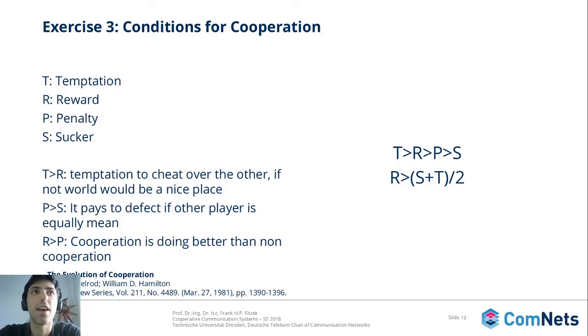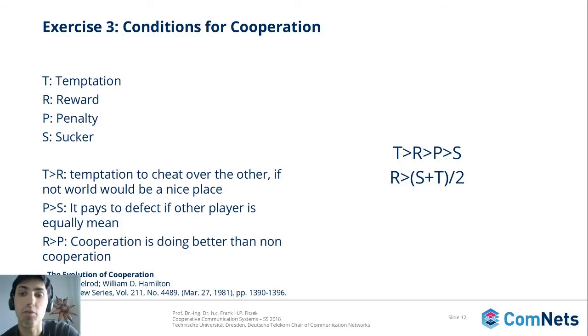It's like, okay, if you don't talk, if you don't betray your partner, you will be, I don't know, 3 years in jail. But if you betray your partner, you will be 5 years in jail. Okay, then I will not betray my partner. Then, of course, exactly the same, it pays to defect if the player is equally mean. And then, of course, cooperation is going to do always better than non-cooperation, because this is about cooperating, right?